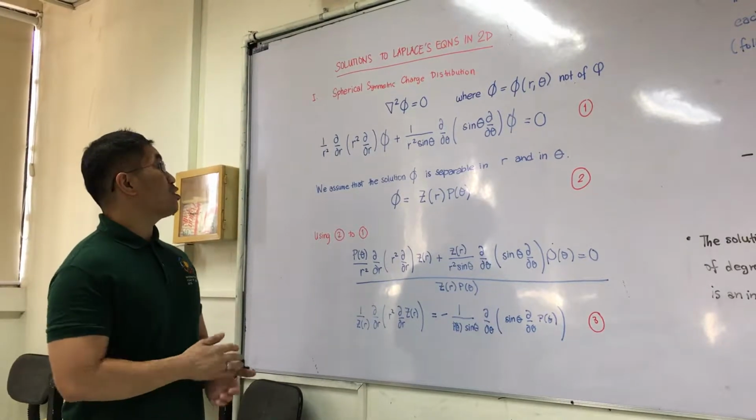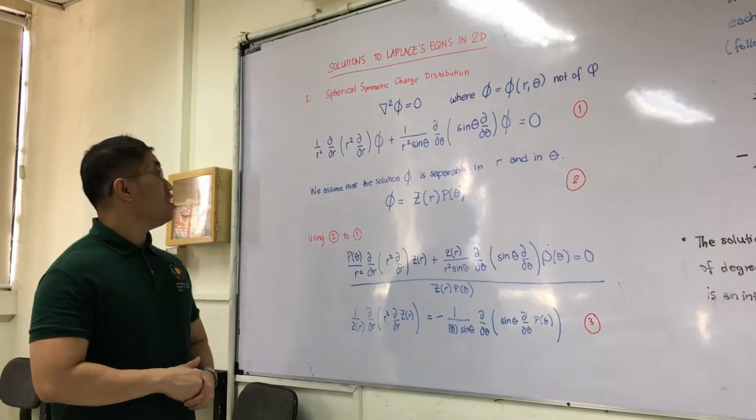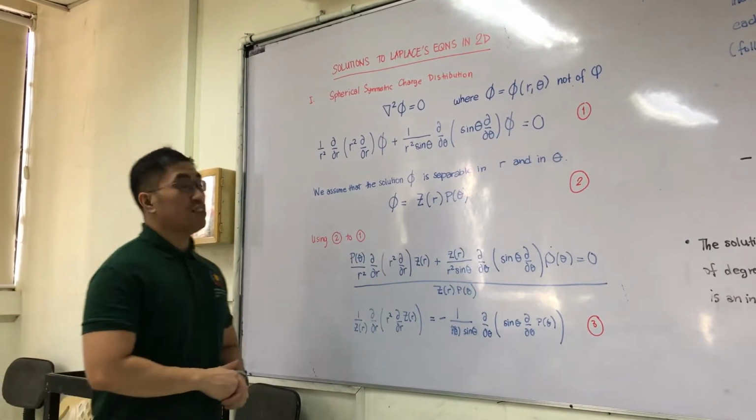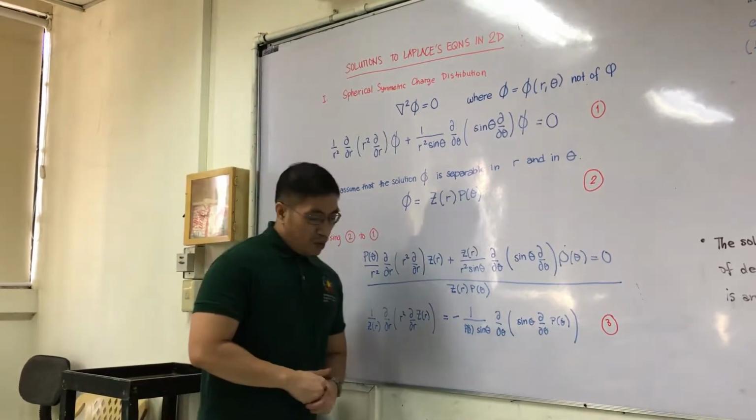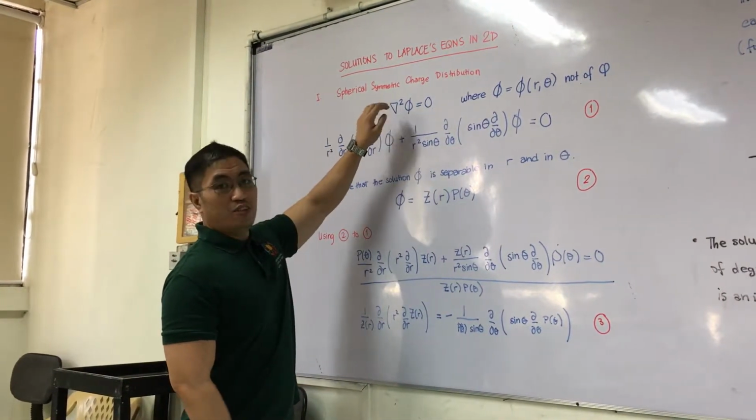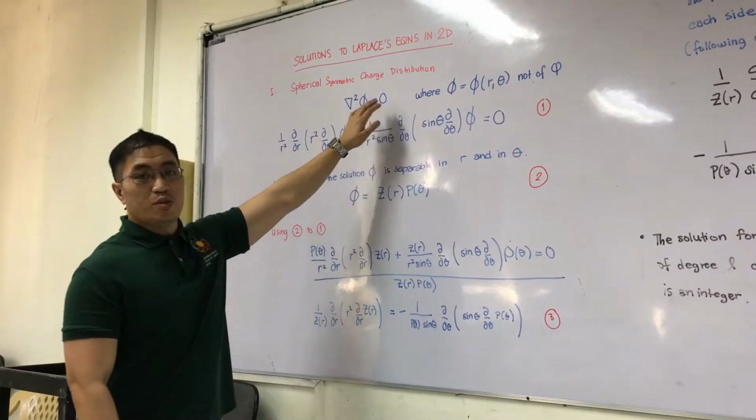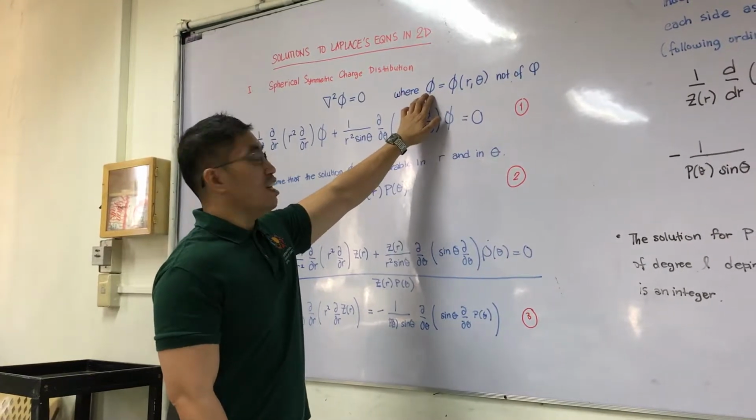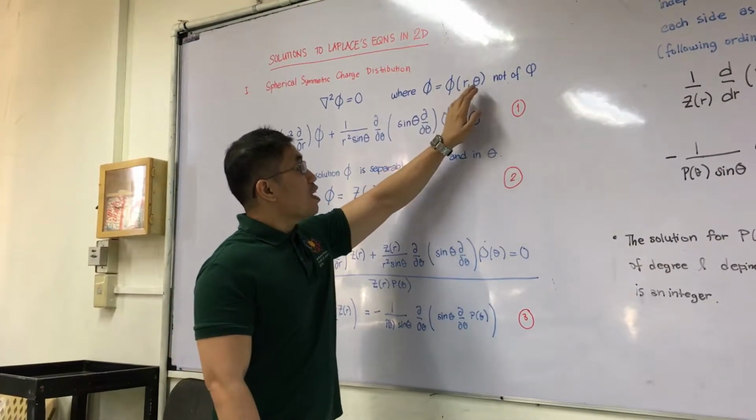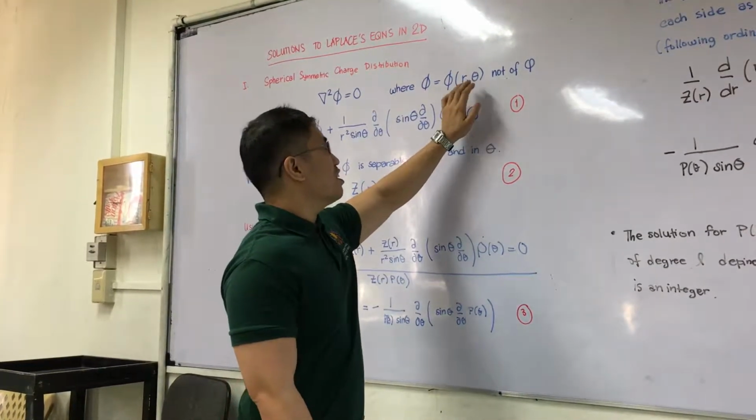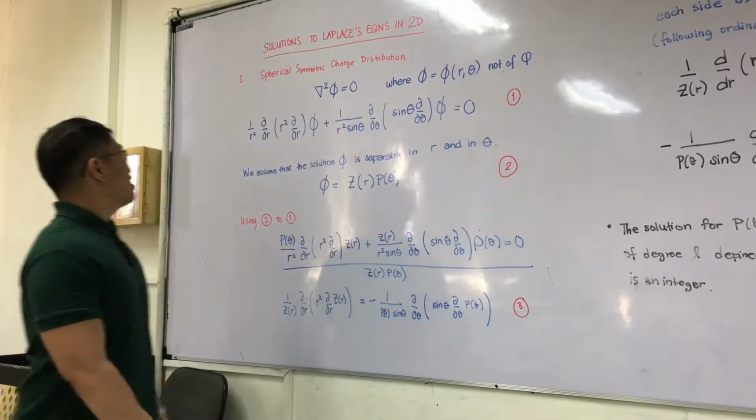Good morning, everyone. So today we'll be discussing solutions to the Laplace equation in two dimensions, wherein we will first consider a spherically symmetric charge distribution. Now, in the Laplace equation, given as del squared of our potential function phi equal to 0, we will assume that the potential function is only dependent on the radius r and an angular component theta, and not on the polar angle phi.